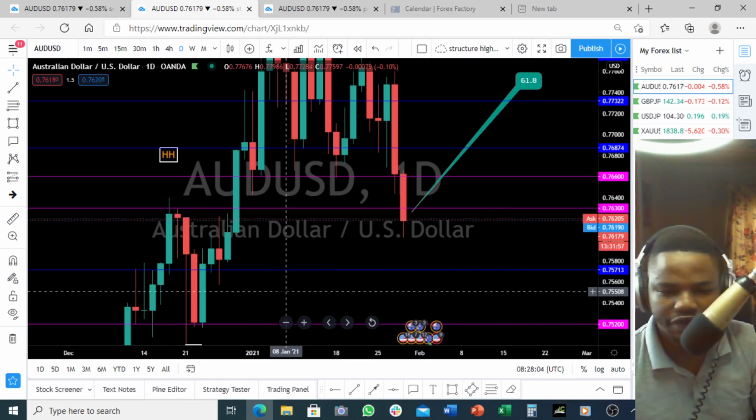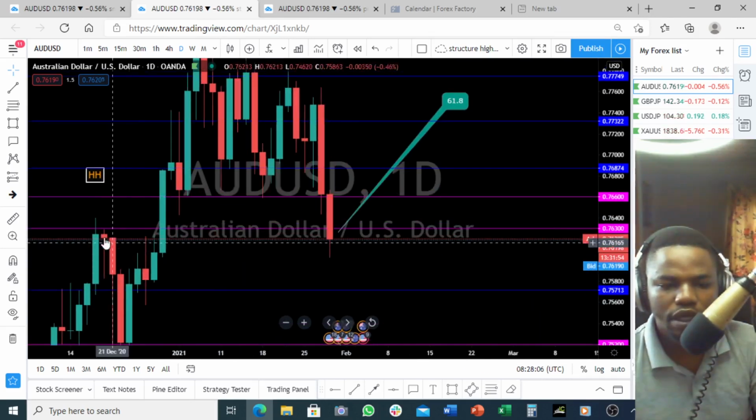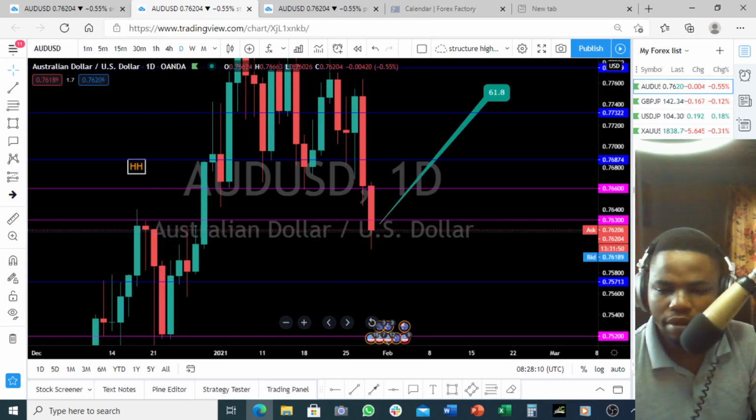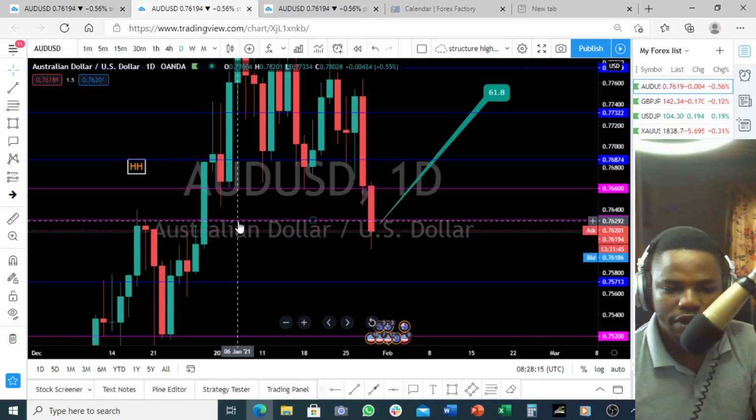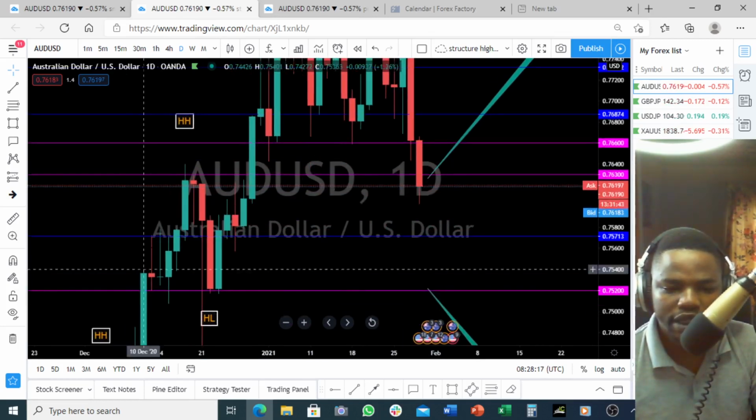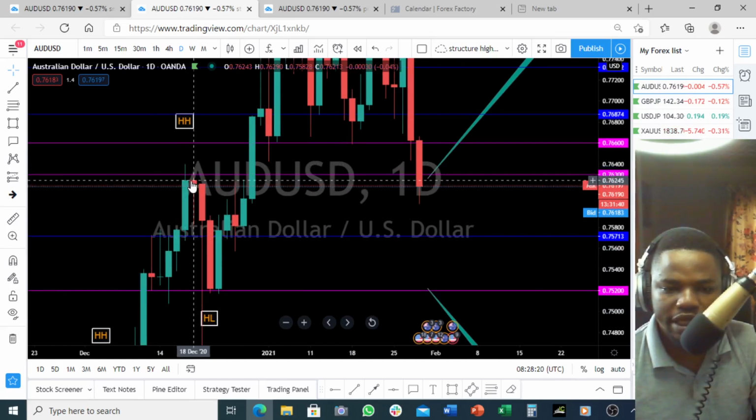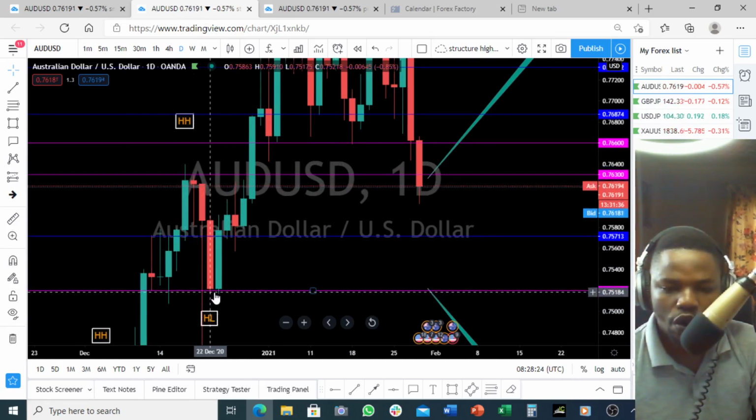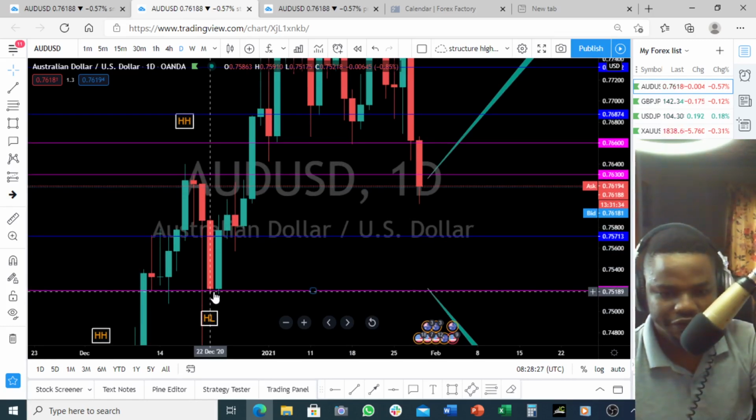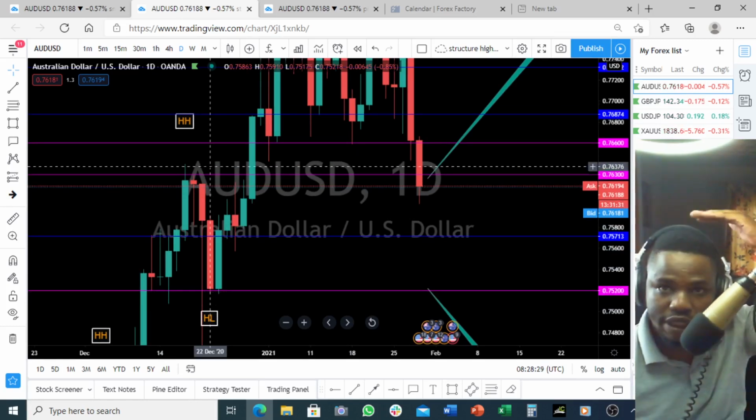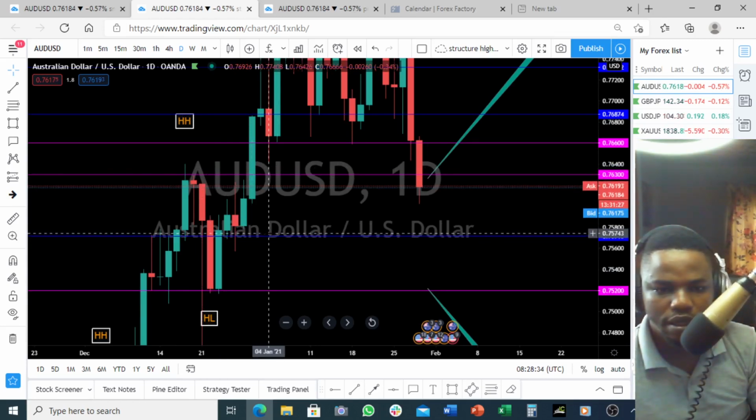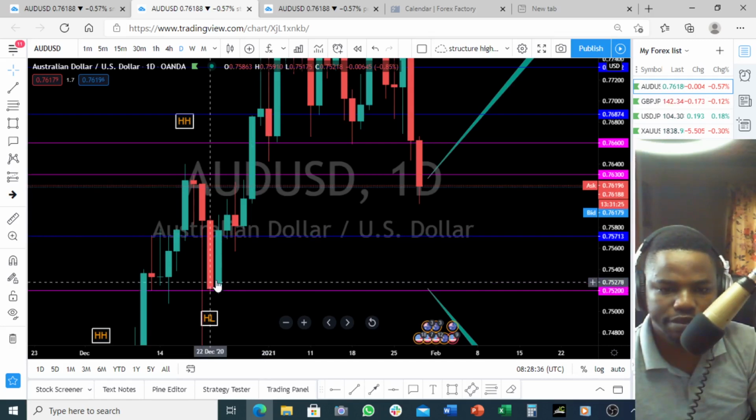Then what do we have here? Maybe we had it somewhere around here, but because of this psychological rounded number, we have our resistance here. The market reached this level, resisted, and came back down, resisted this level, then this level turned into support. What is a support? Support, we call it a floor level. What is a resistance? Resistance, we call it a ceiling level. Okay? Then what happened? The market broke.